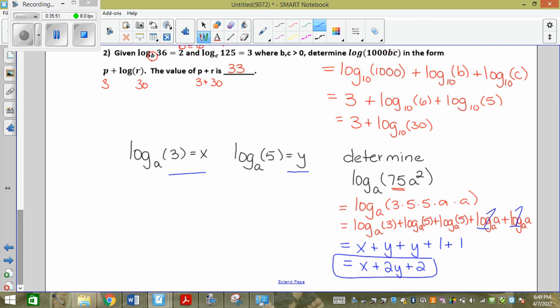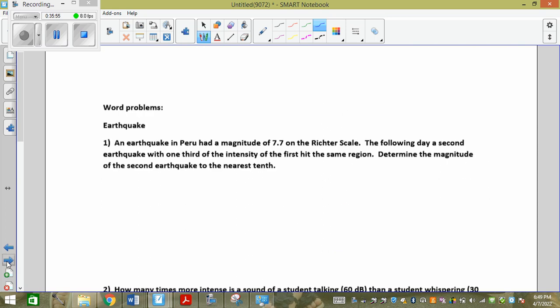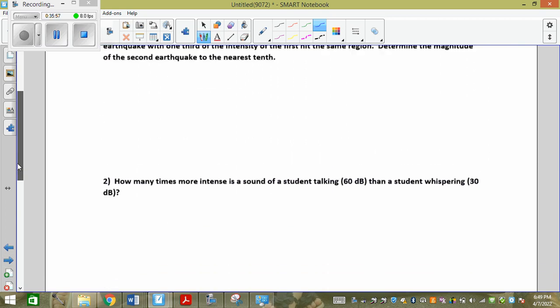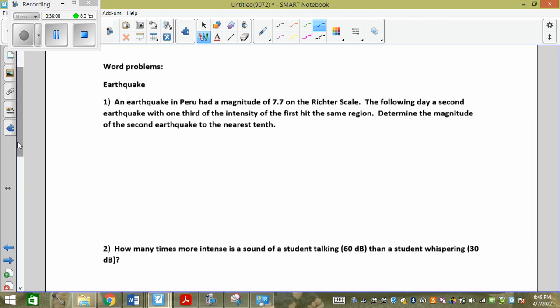That's if I did it the other way, where it actually was the base of the logs that they gave me. Then there's these 2 word problems. We're going to do them on Monday. I'm not going to make you do them right now. I just want you to do up to where we just got.